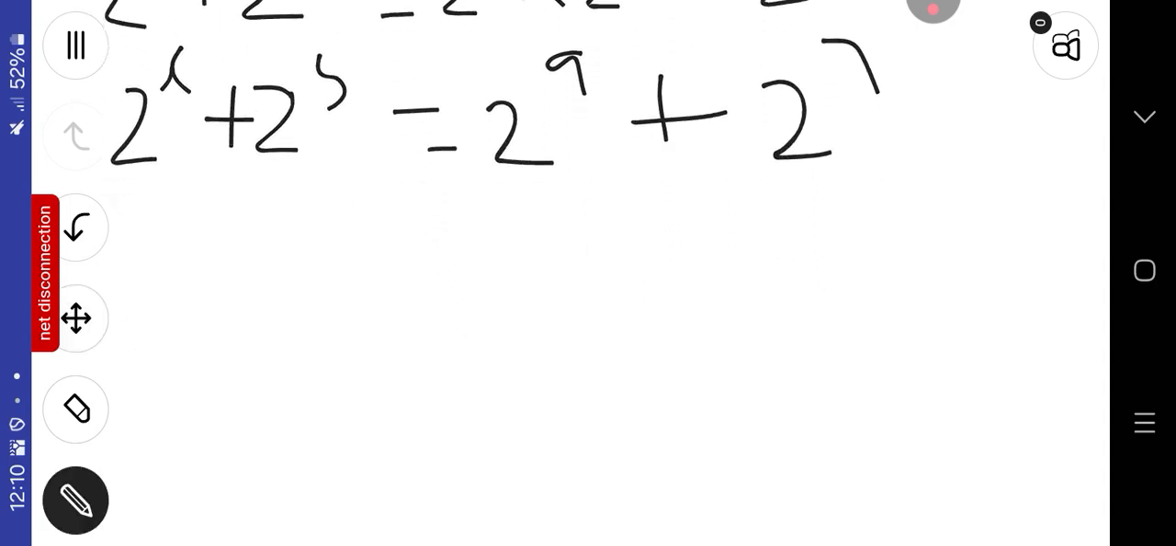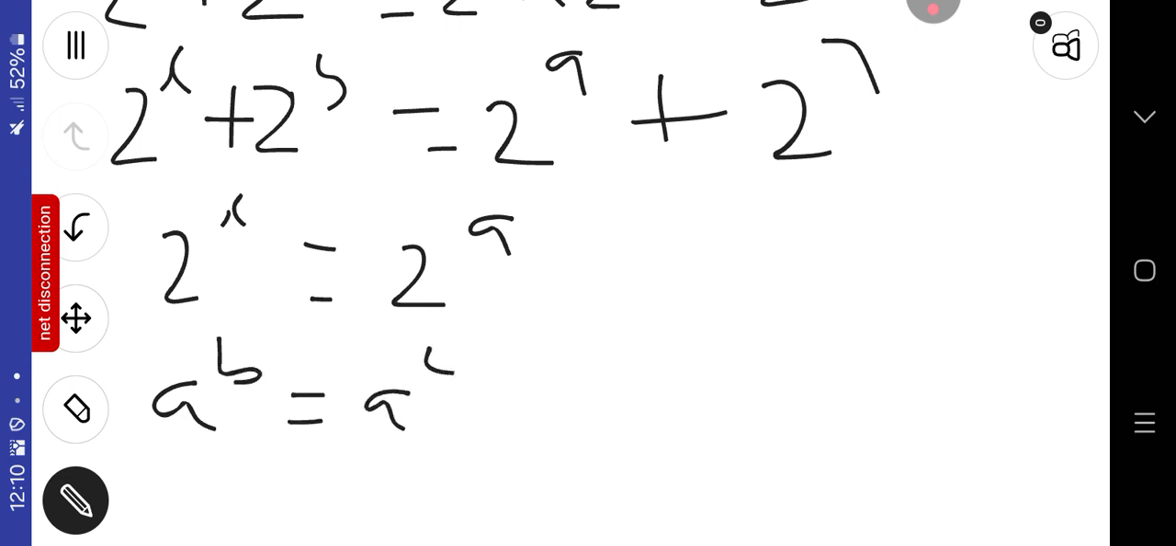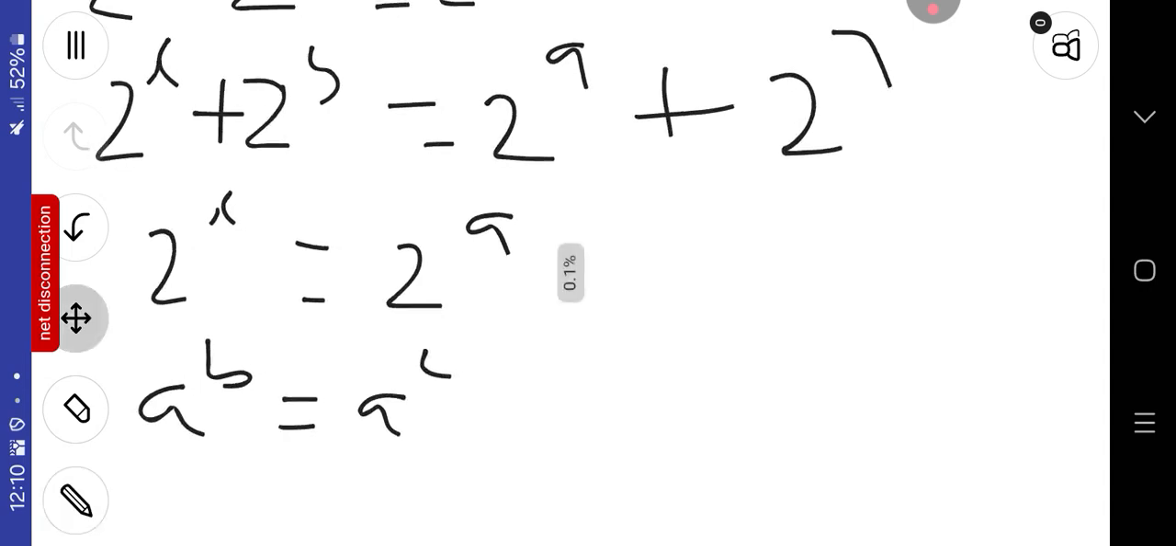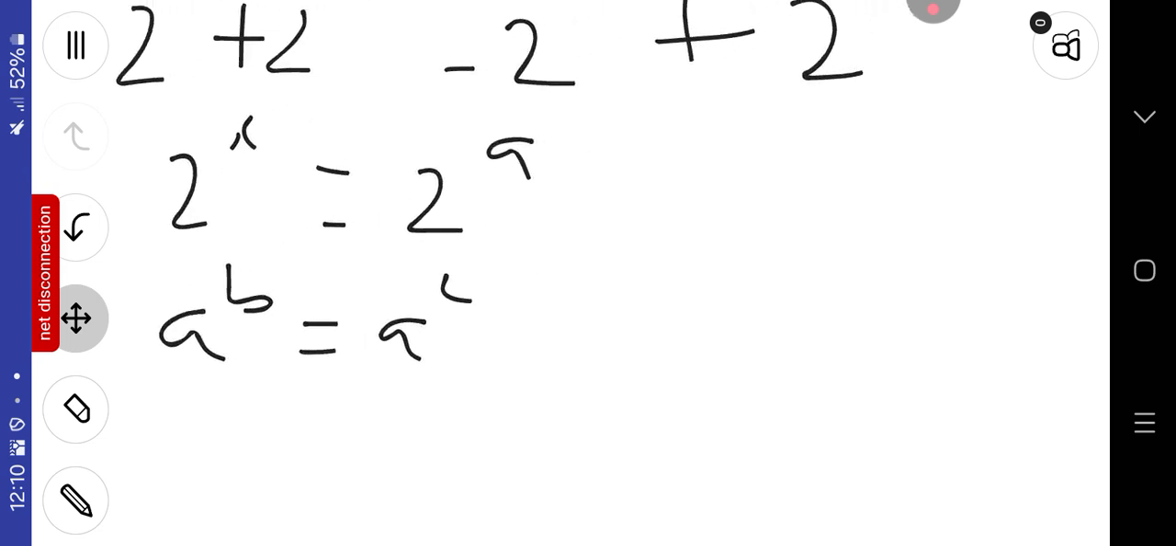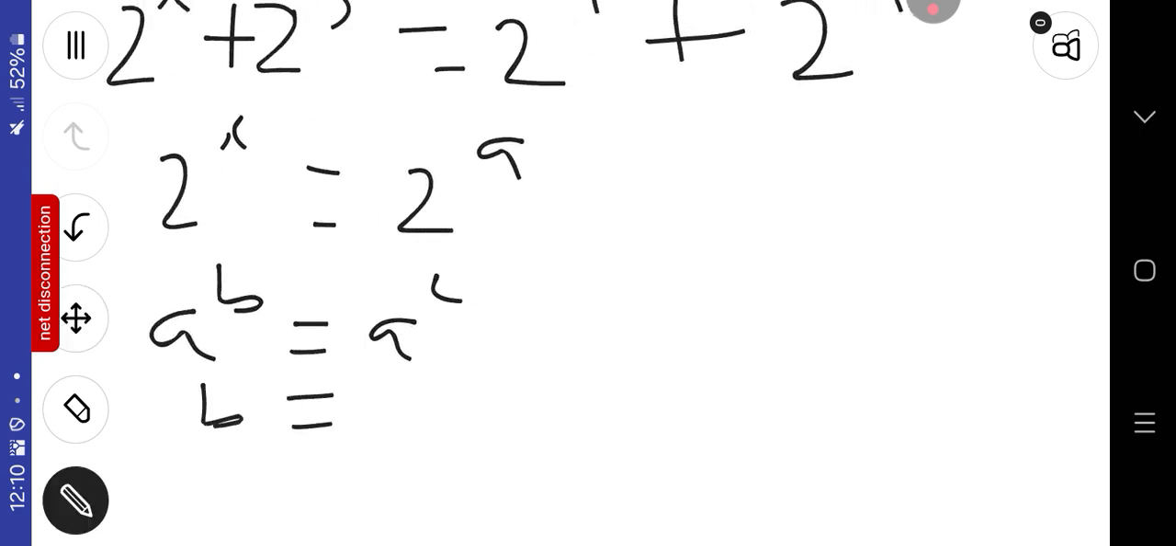Now at this point we are going to compare the equation. We are going to compare the sides, the left part of the equation to the right part. So we can say 2 exponent x is equal to 2 exponent 9. You know in indices, if you're having a exponent b equals a exponent c, we can say b is equal to c. So here we can say x is equal to 9.